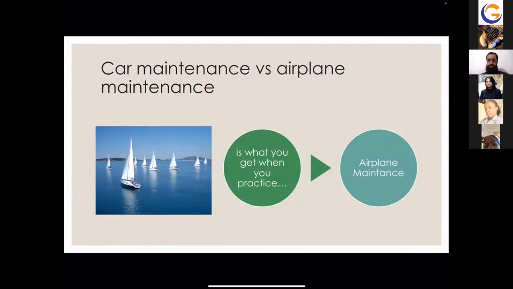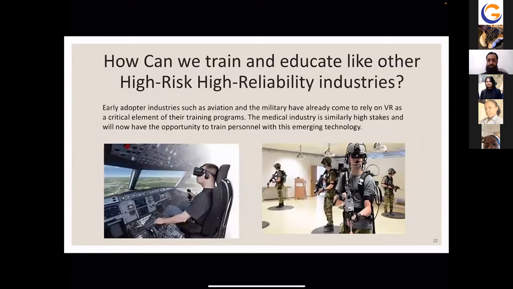Car maintenance versus airplane maintenance, which one will give you smoother sailing?